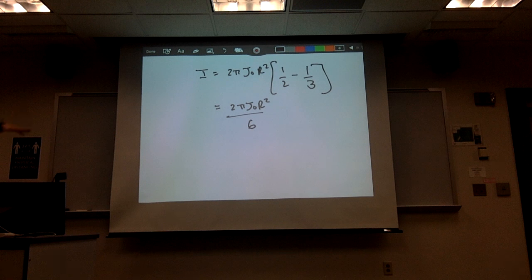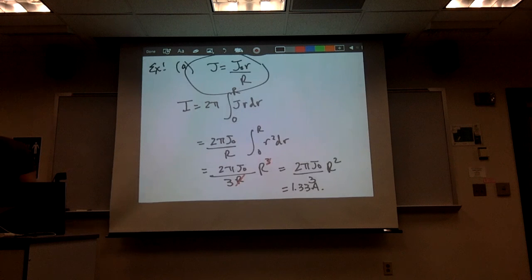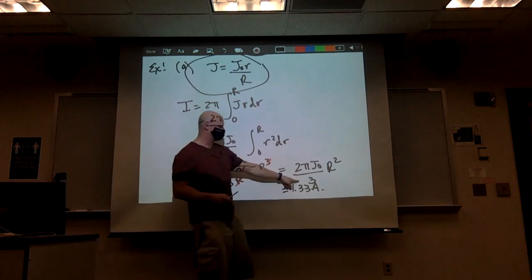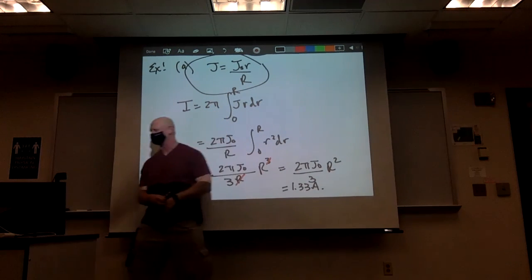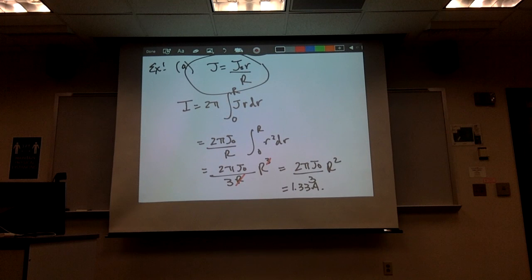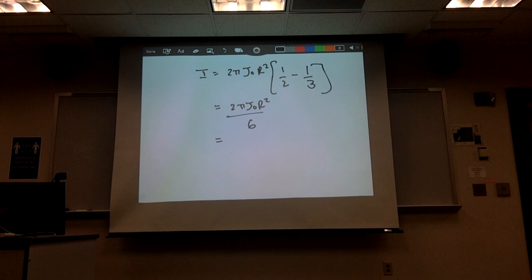Now, if I want, I can cancel the 2 with that to make it a third, but I'm not going to do that because notice that if I go back to this answer, this one was over 3, this one is over 6, which means this current is half the size of this current. So this is 1.33, and then the other one is 0.666. It's half the size of the other one.